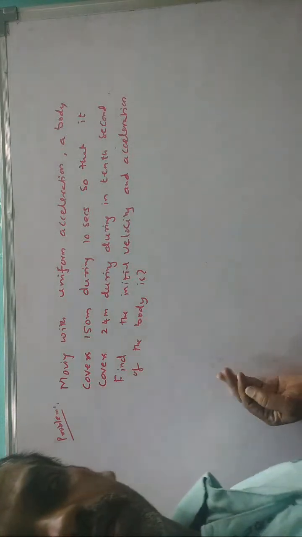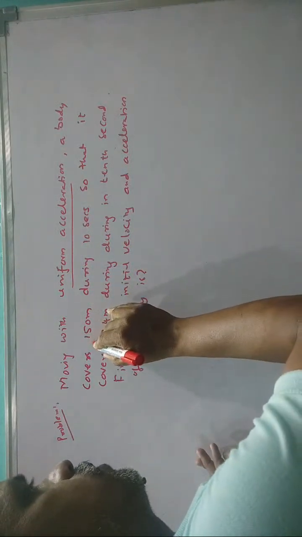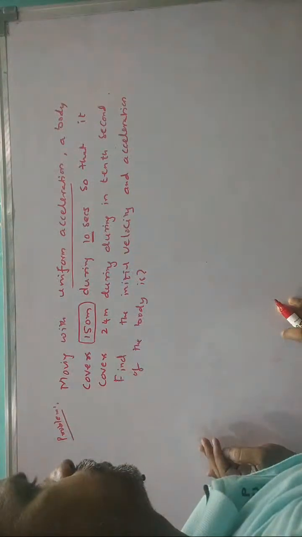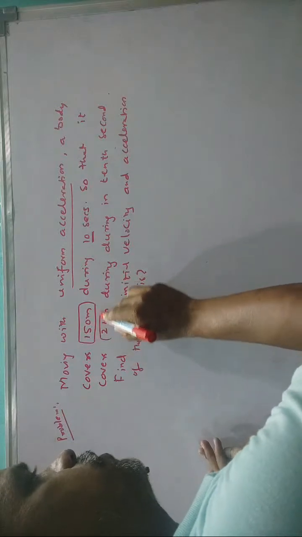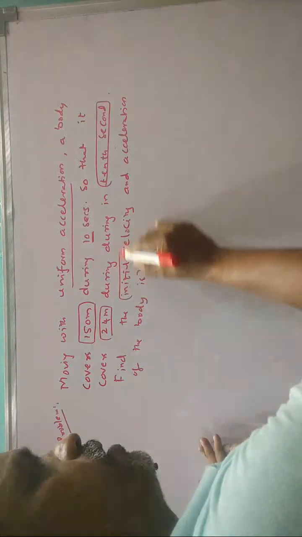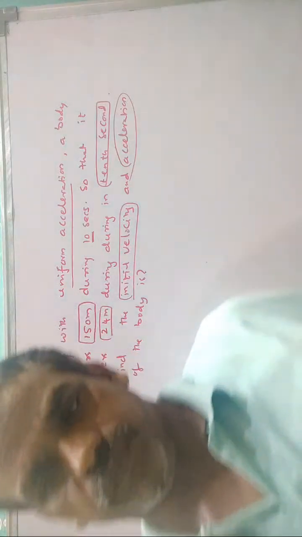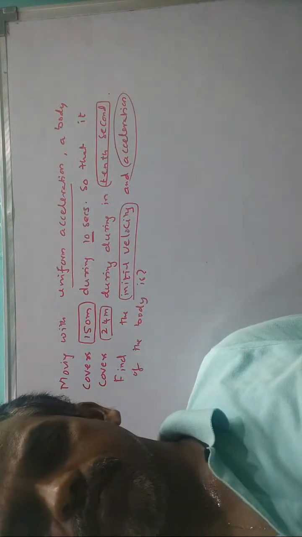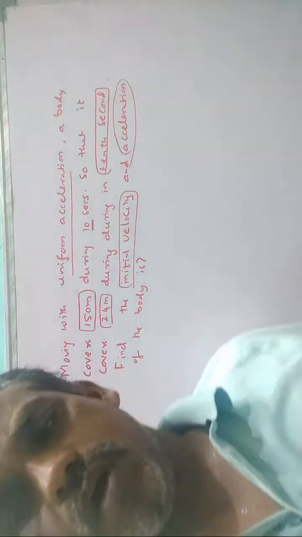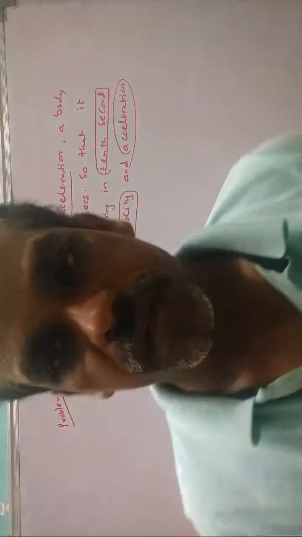So what is the question here? Moving with uniform acceleration, a body covers 150 meter during 10 seconds, so that it covers 24 meter in the 10th second. Find the initial velocity and acceleration of the body. This is the question. Have you copied the question first? Yes or no?